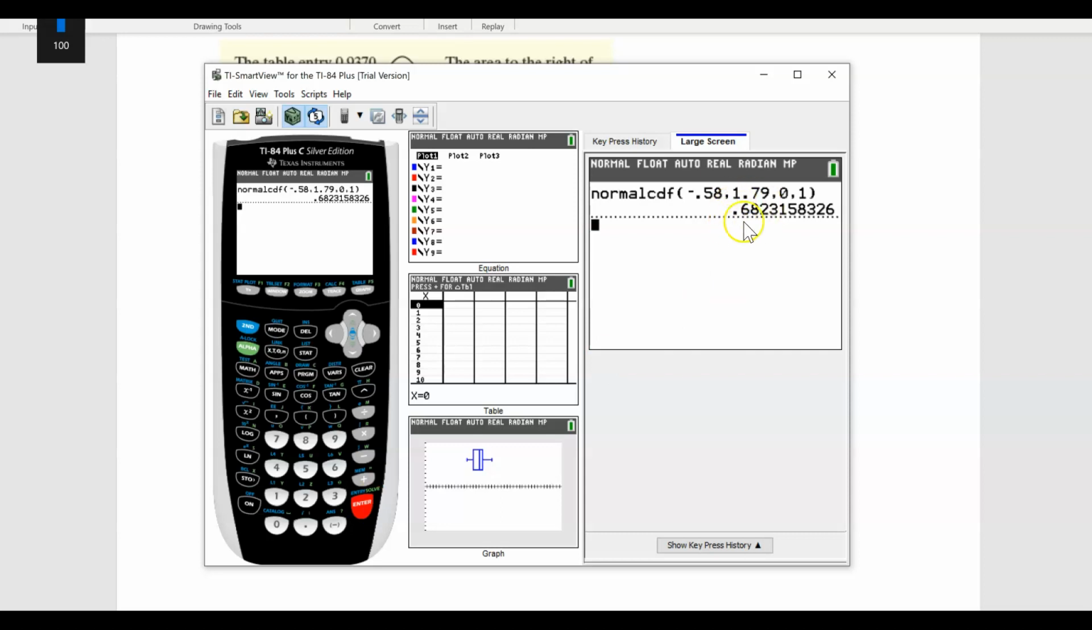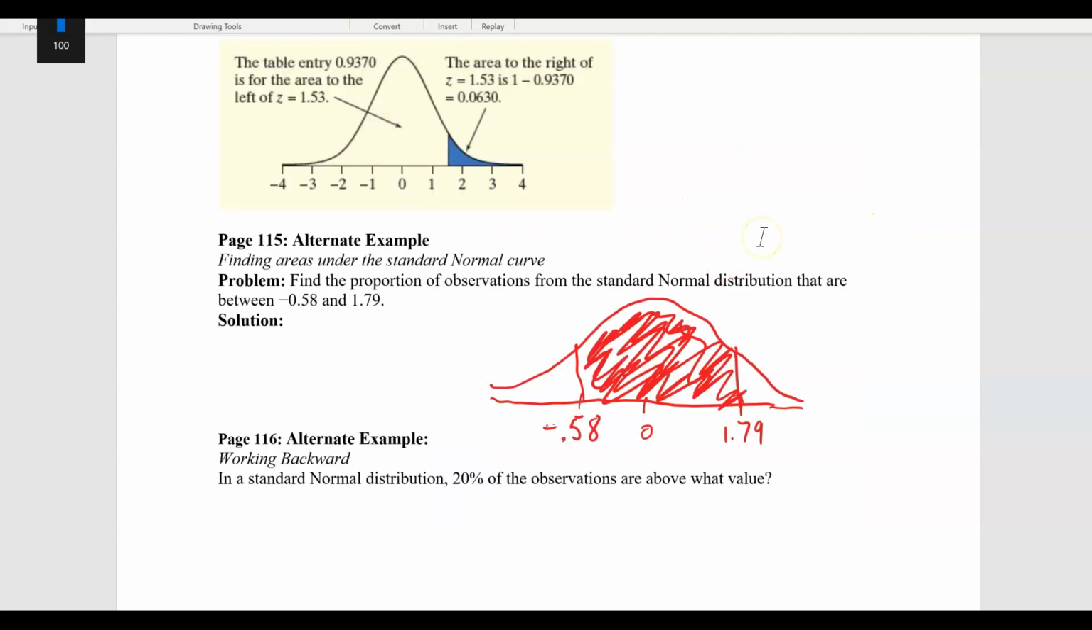And it's pretty close to this 68%, like one standard deviation below to one above. Well, I only went about half one below and more than one above. But so we get 68.2%, 0.68 or 68.2. Either answer is acceptable. They both mean the same thing. Okay. Now let's look at the next question.